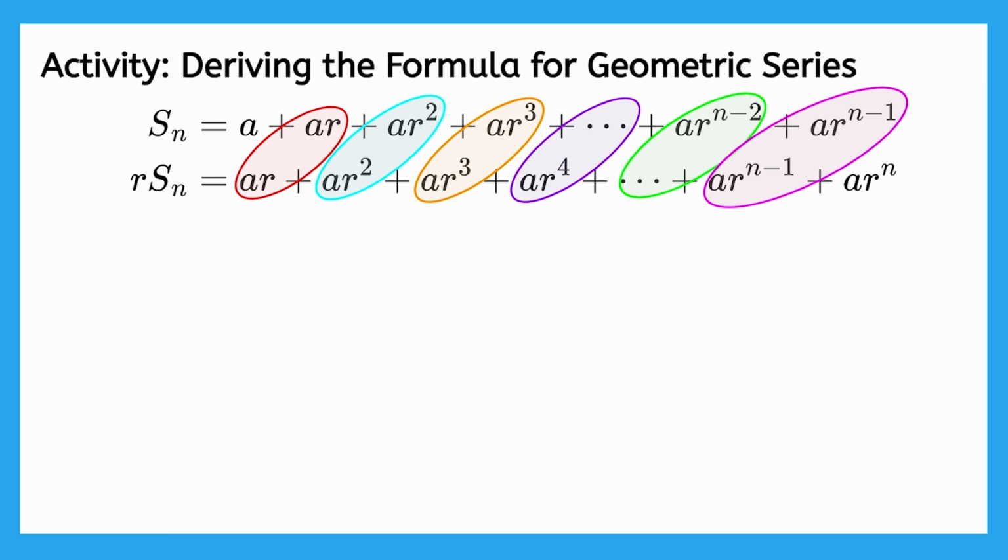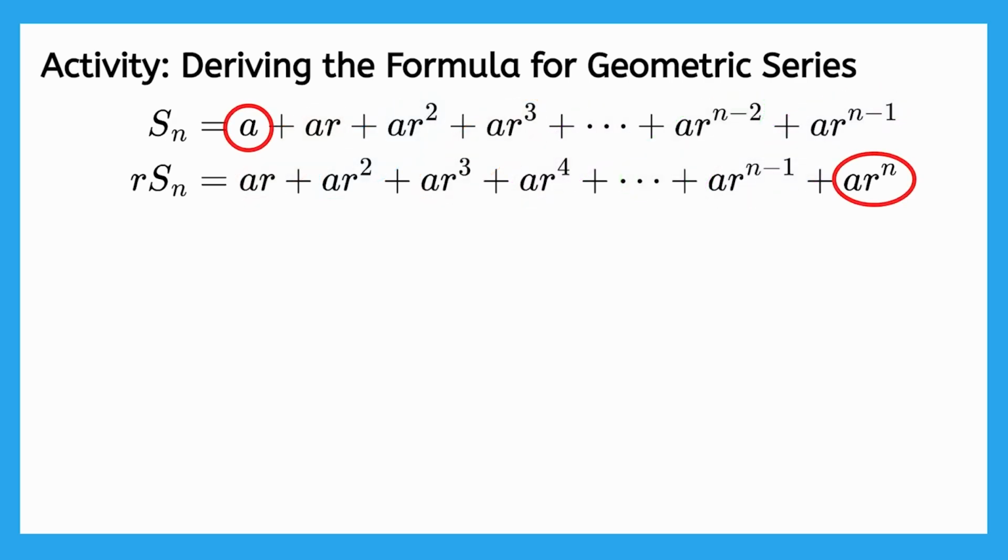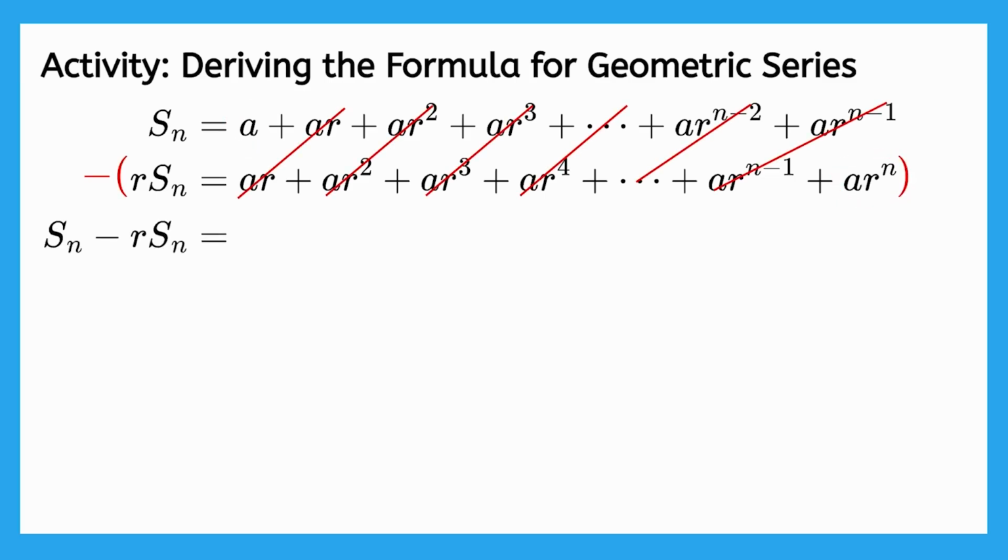The only terms that wouldn't have matches are a in the original sum and a times r to the nth power in the multiplied sum. How could we use that to our advantage? Oh, I know! If we subtract one equation from the other, the matching pairs will be subtracted from each other and zero out. After all that zeroing is done, all that's left is a minus a times r to the nth power. Wow! Just like that, we now only have a few terms to work with.